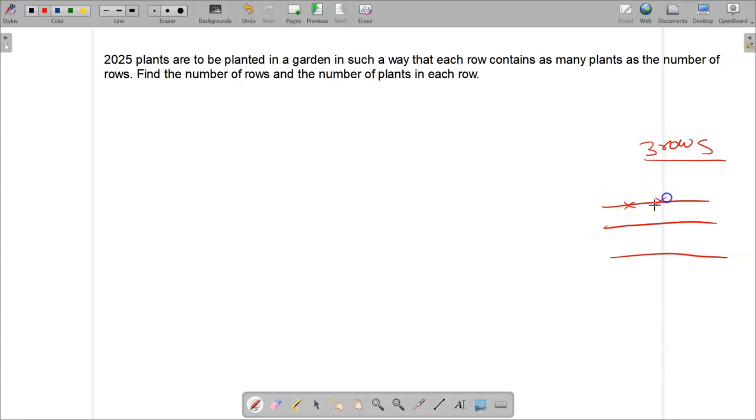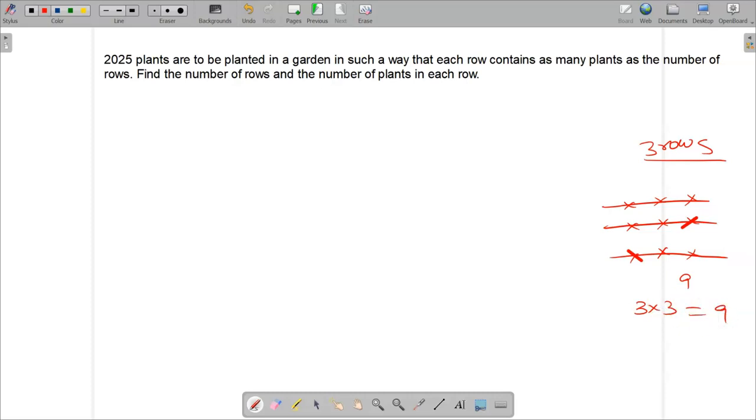So here 1, 2, 3. Again here 1, 2, 3. Here again 1, 2, 3. Like that they have to plant. So totally how many plants? It is 9. In simple terms, how are we getting this? Each row means it is 3. In one row how many plants? It is 3. So 3 into 3 is nothing but 9.